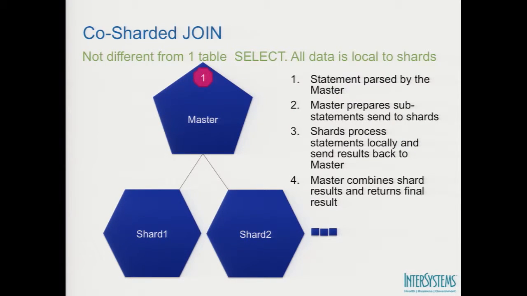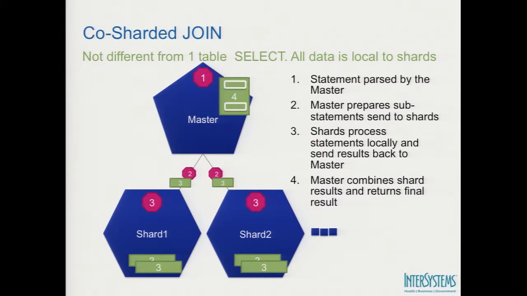Co-sharded joins are even easier. We have a master that receives the query. Then this query is sent to the shard. The shard has both tables local. Everything I need to know about my town or my set of zip codes is here, on my shard. And it returns data back to the master. The master aggregates it and spits it back. So basically pretty much the same scenario as a single table select. The only difference is you have two tables.